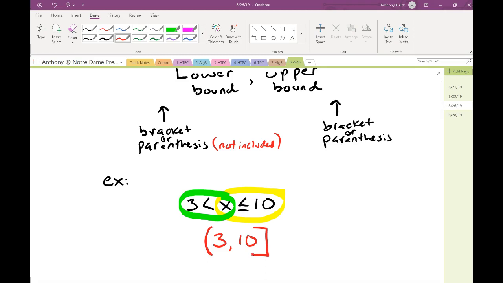So if your set is described using an inequality like this, if it's a strict less than or greater than, you use a parenthesis. If it's the less than or equal to or greater than or equal to, use a bracket. Is everybody okay with this first example? Okay.